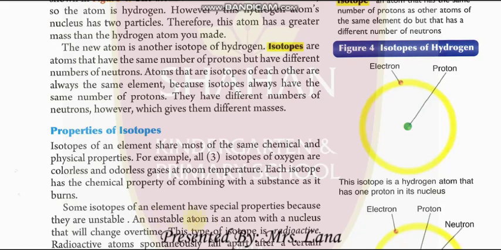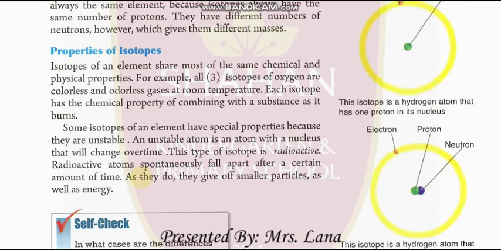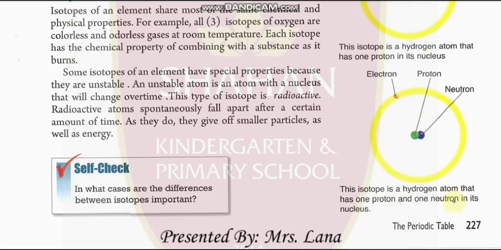Some isotopes of an element have special properties because they are unstable. An unstable atom is an atom with a nucleus that will change over time. This type of isotope is radioactive. These radioactive atoms spontaneously fall apart after a certain amount of time. As they do, they give off smaller particles as well as energy. The isotope is a hydrogen atom that has 1 proton and 1 neutron in its nucleus.